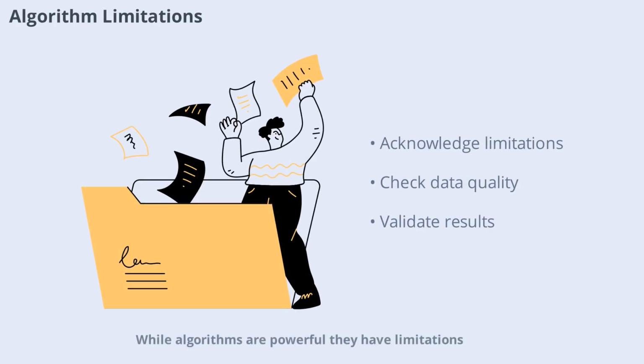While algorithms are powerful, they have limitations. They depend on the quality of input data, can be affected by biases, and may not capture all the complexities of biological systems. It's important for researchers to understand these limitations and use algorithms as tools, not as substitutes for critical thinking and experimental validation.